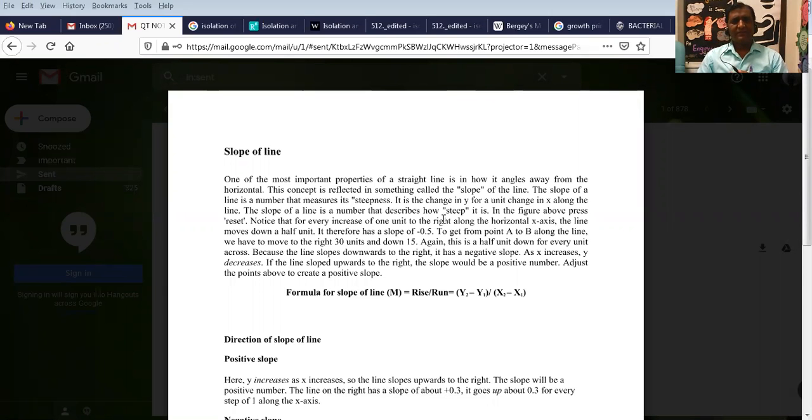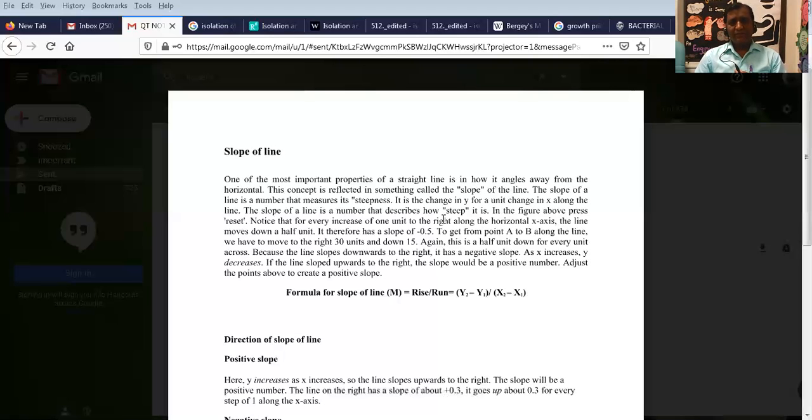Today we discuss the concept of slope of lines. This is the most common and most important content of quantitative techniques as well as knowledge and methodology. Slope of line.